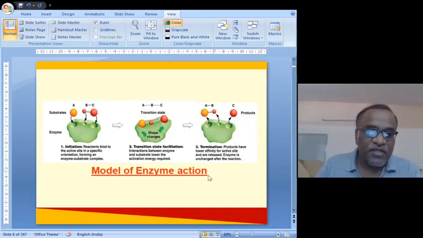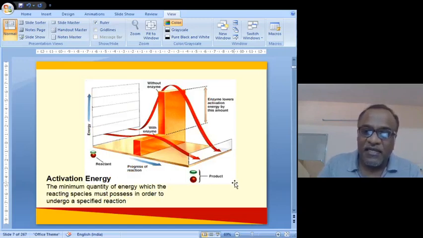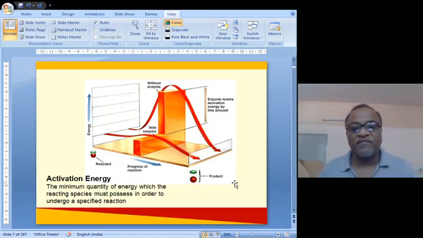biochemical reactions. So the model of enzyme action is beautifully explained, taking into consideration the three different phases, that is initiation, transition state facilitation, and termination. As I said earlier in the previous slide, the minimum quantity of energy which the reacting species must possess in order to undergo a specified reaction is referred to as activation energy. So it is worth understanding the activation energy using this illustration.